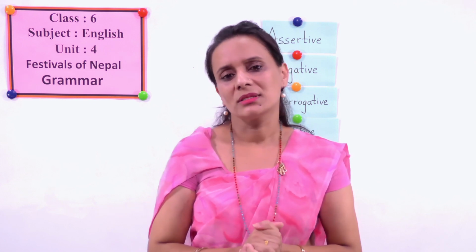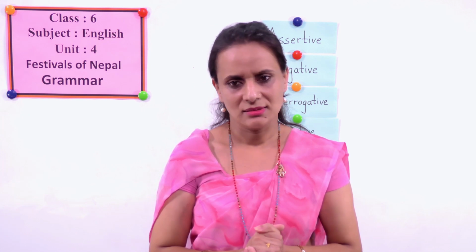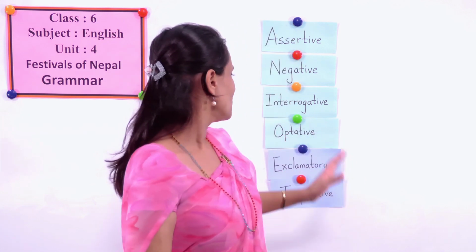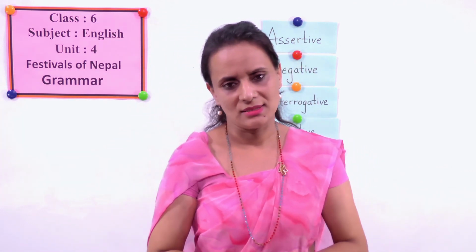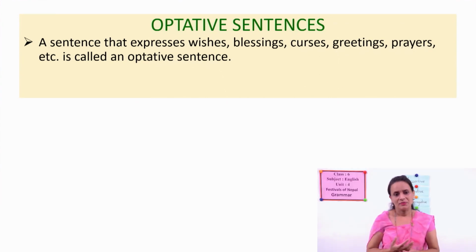Okay, now let's go to another type of sentence, that is optative. Let's see what an optative sentence is. An optative sentence is a sentence that expresses wishes, blessings, curses, greetings, prayers, etc. Sometimes when you get angry, you curse others also, isn't it? You curse and you greet others also, you pray also. These kinds of sentences are called optative sentences.